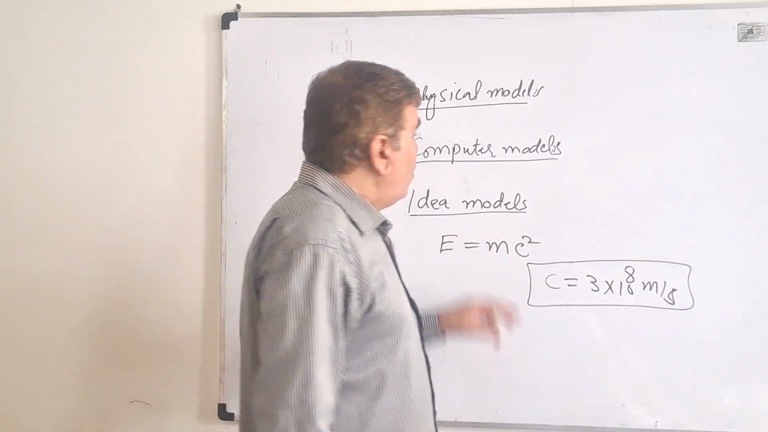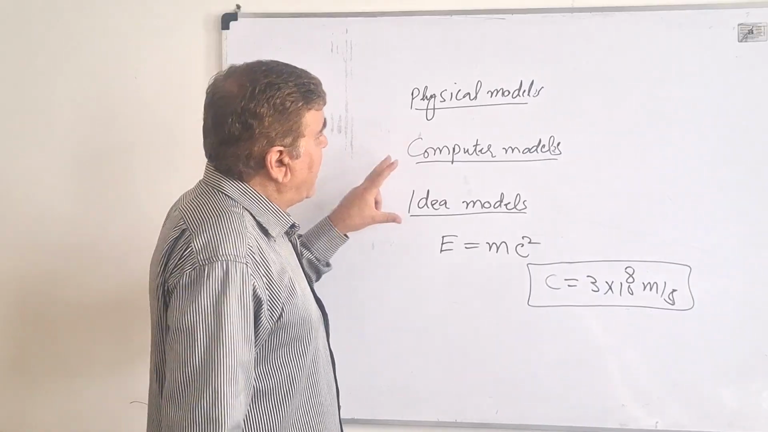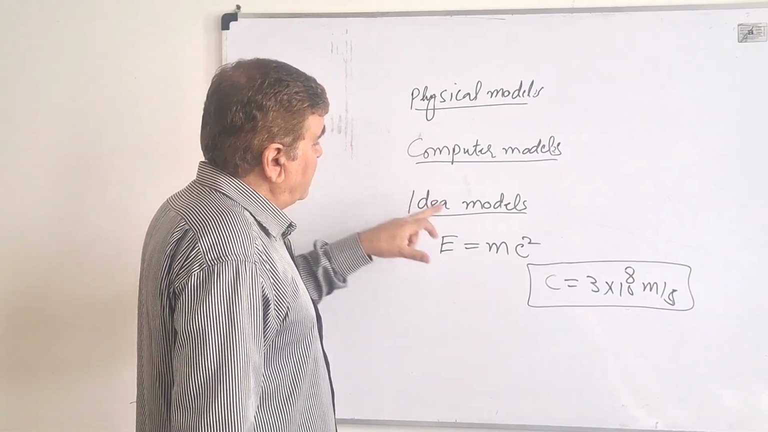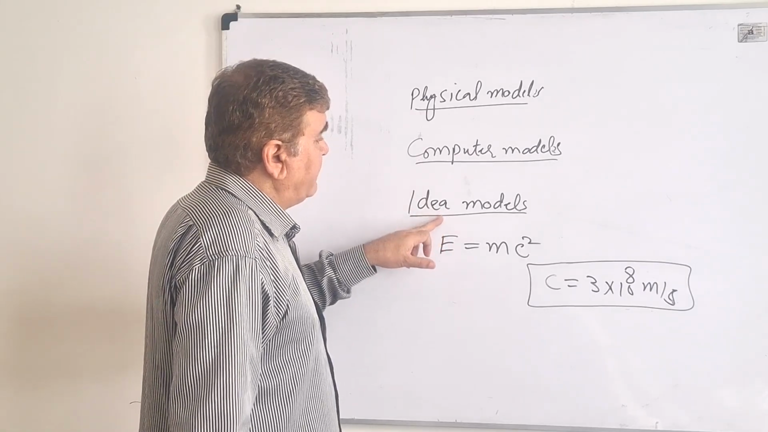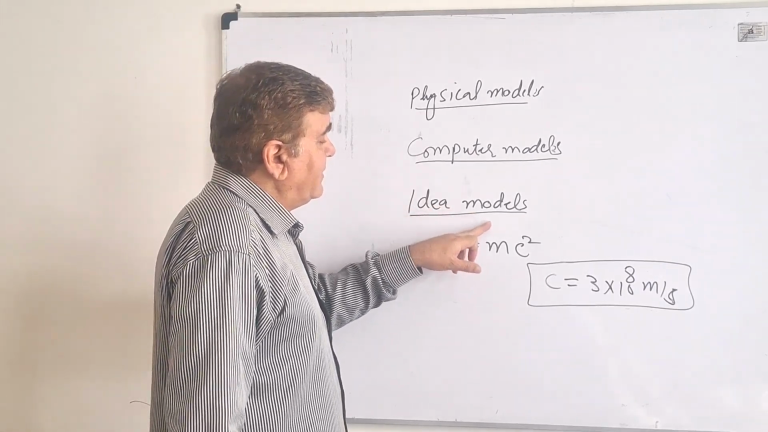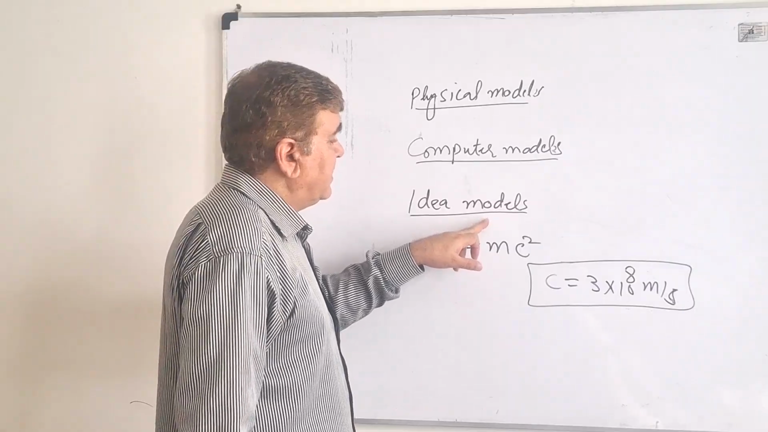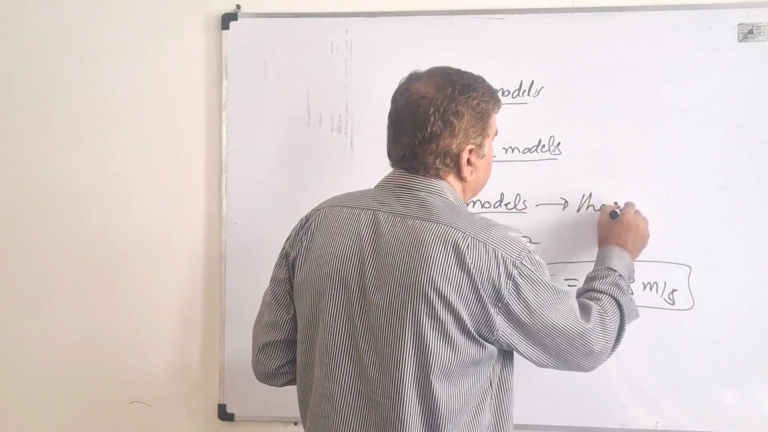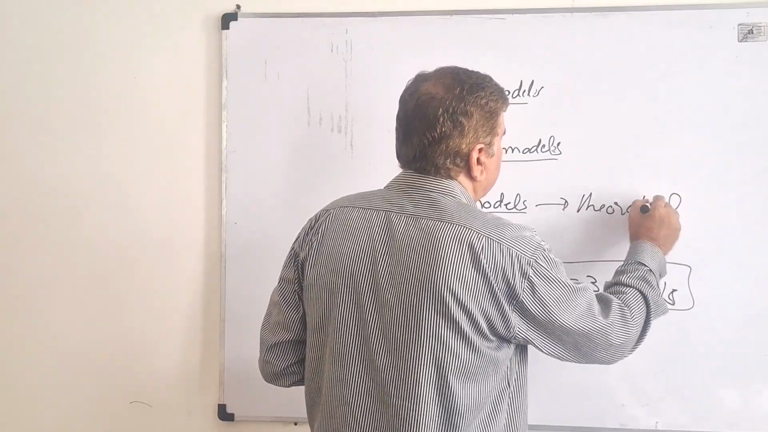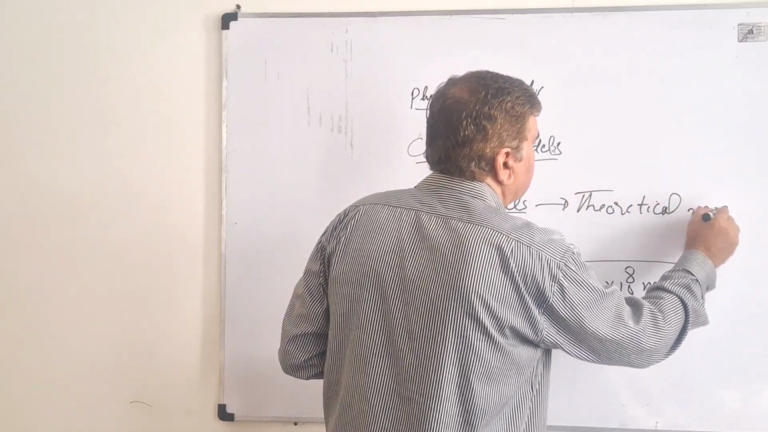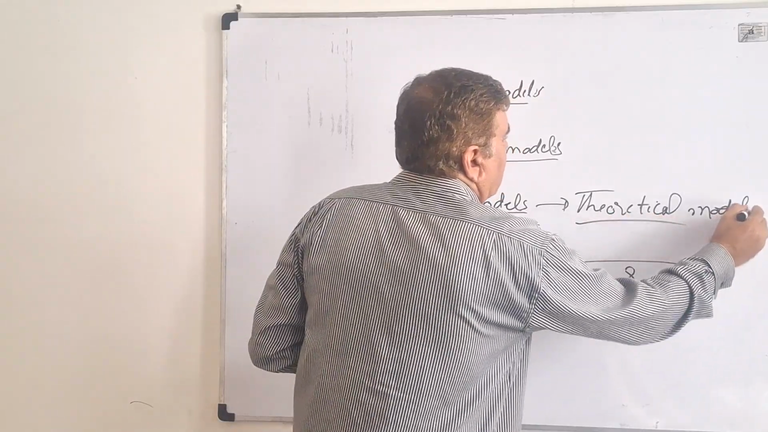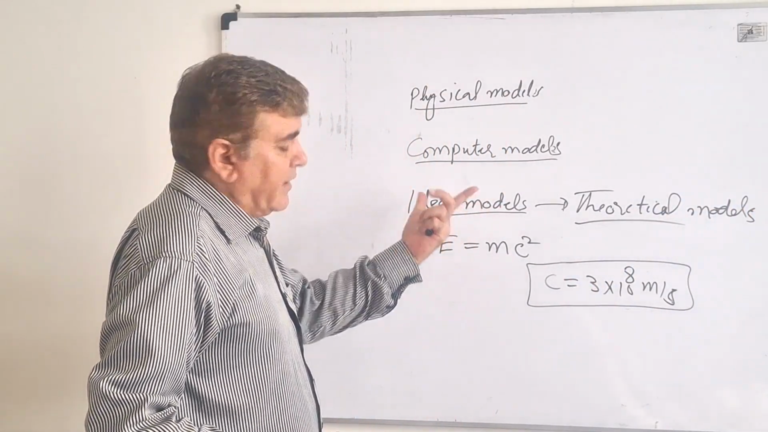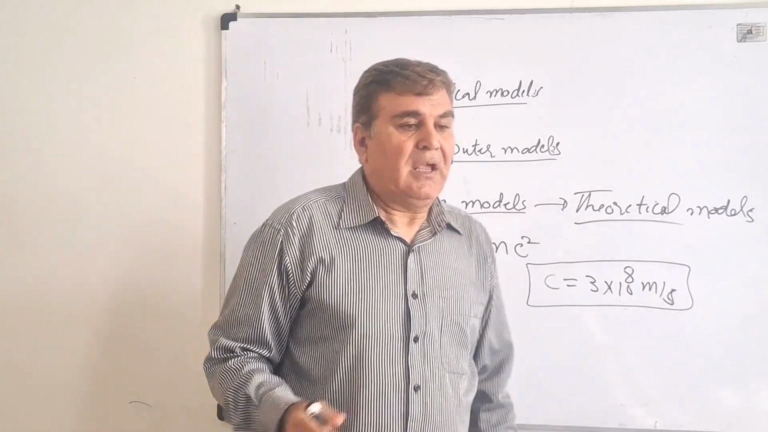So we use these three different types of models in scientific studies, and obviously the idea model is then of two types. It could be solved analytically, the idea model or the theoretical model. Let me write theoretical model here as well. Theoretical models can be solved analytically or can be solved numerically.